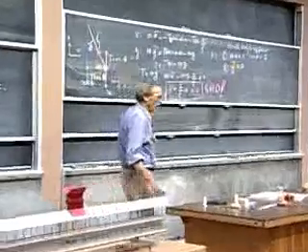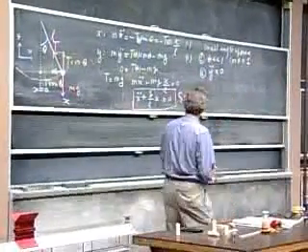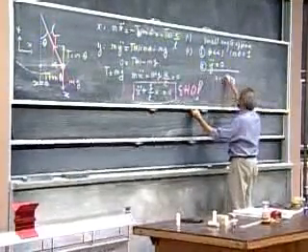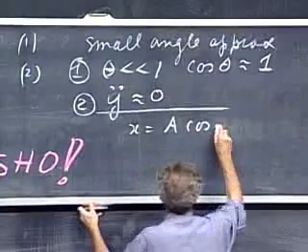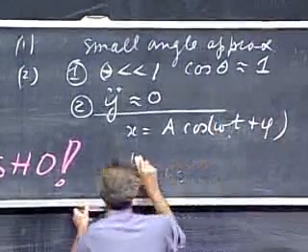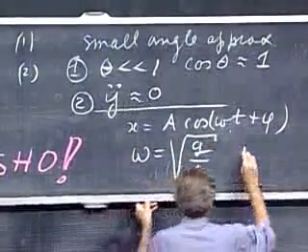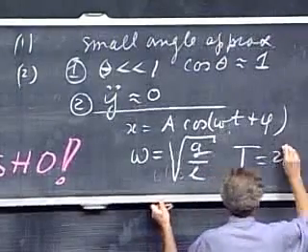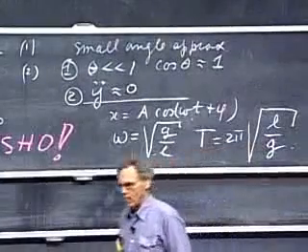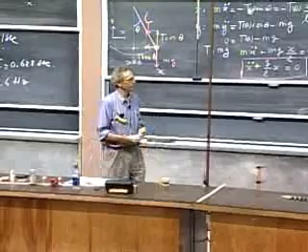That's all. Other than that, there is no difference. So you can write down immediately the solution to this differential equation. X will be some amplitude times the cosine of omega t plus phi, just as we had before, and omega will now be the square root of g over L, and so the period of the pendulum will be 2 pi times the square root of L over g. Just falls into our lap, because we did all the work.